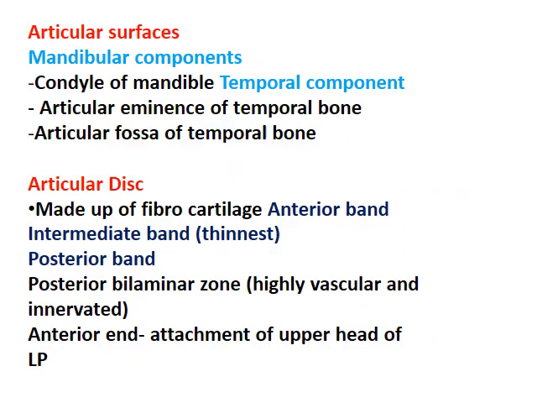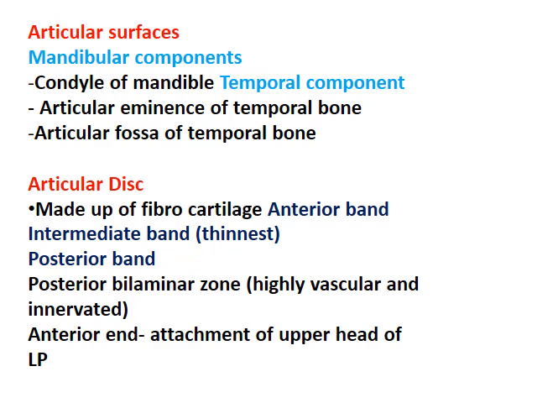Okay, so now discuss this thing: articular surfaces, mandibular component. Let's talk about first of all mandibular component, condyle of mandible, and then articular eminence of temporal bone, articular fossa of temporal bone. Articular disc made up of the fibrocartilage, anterior band, intermediate, posterior band. We have discussed this thing. Posterior bilaminar zone, highly vascular and innervative.